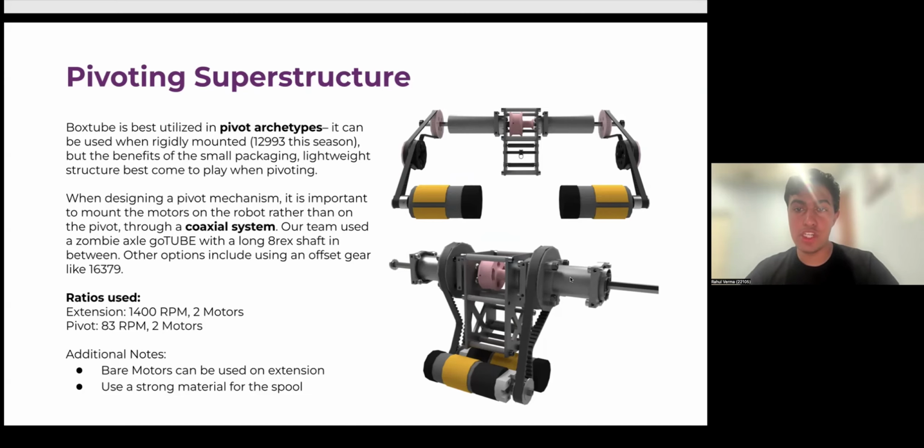You should independently calculate the optimal ratio depending on the weight of your system in CAD. Also, for the pivot, you don't have to use two motors. You can also do one motor, but you should probably aim for a slightly lower RPM of around 60 RPM.